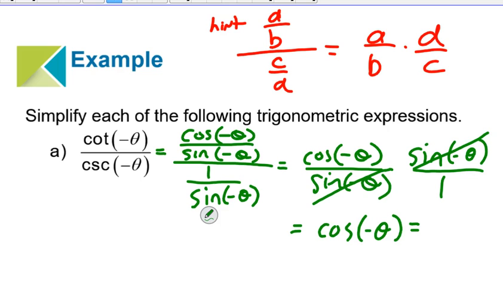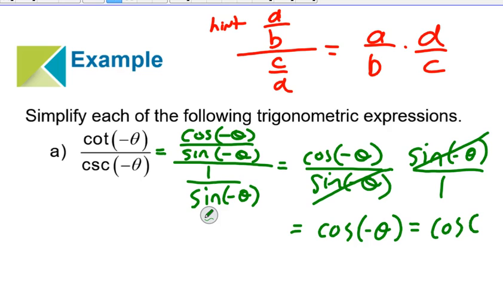Okay, and even though the directions don't state, Sarah, what did you say? Negative cosine theta? Yeah. You're close. Very close. What's the answer? What's cosine negative theta? Sam? Cosine theta. Cosine theta, right?